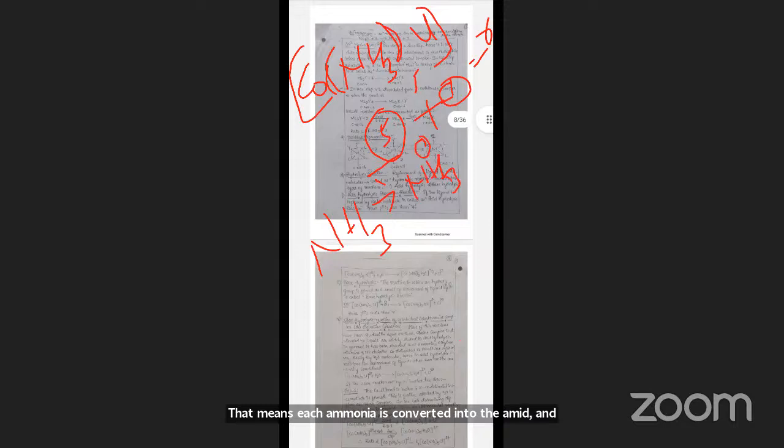Okay, so here 6 ligands are there, 5 ammonia ligands and 1 chlorine ligand. So with 5 ammonia ligands, each ammonia can be converted into the amide NH2 minus by loss of one proton.